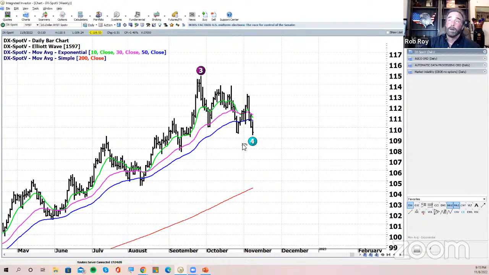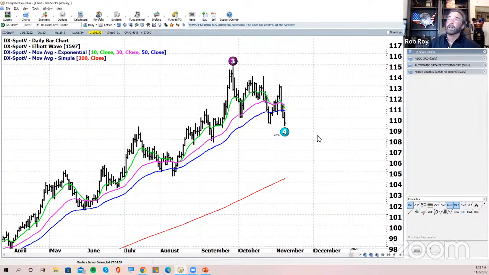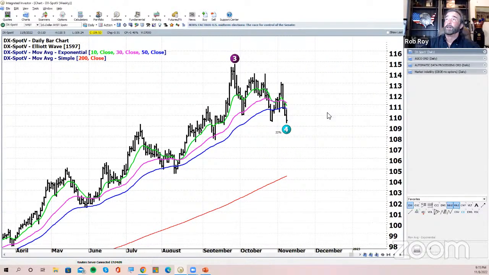We're right at the 23.6% fib level, which, if you really read the works of Elliott himself, he wasn't a big believer of that acting as a true correction. He felt like it was more just a pullback within an overall impulse. So if that theory is right, then we have more upside to go in the dollar. That's not going to be good for international companies.